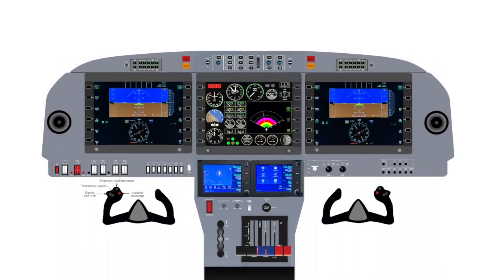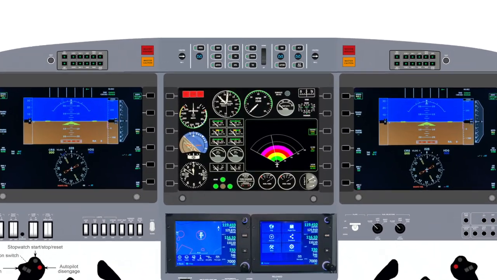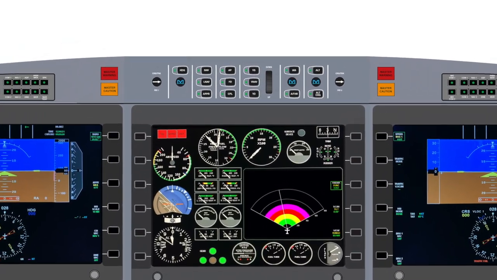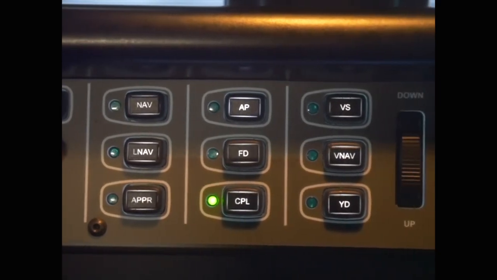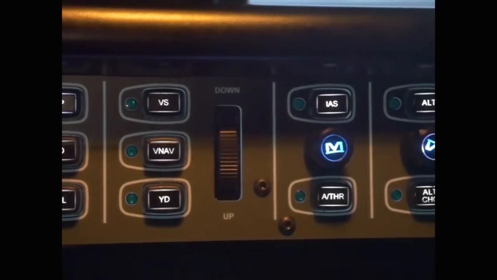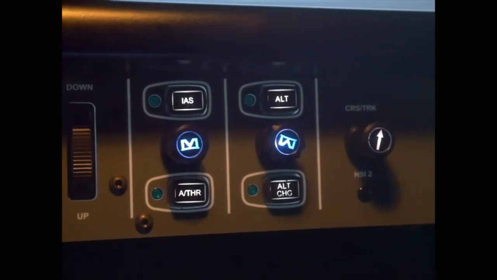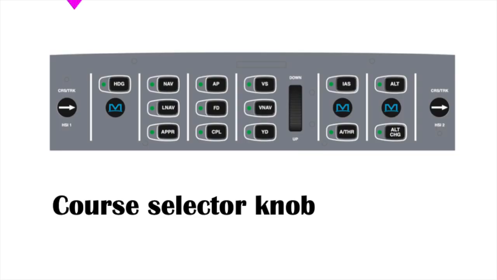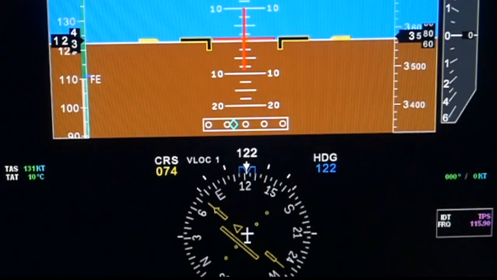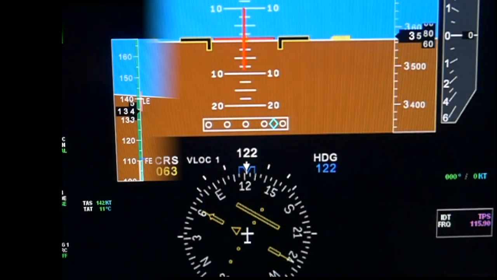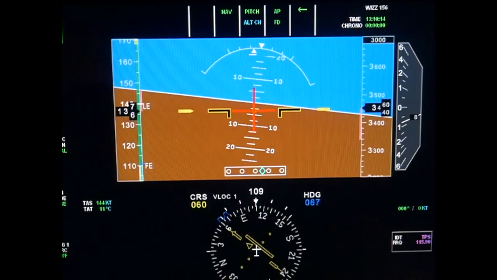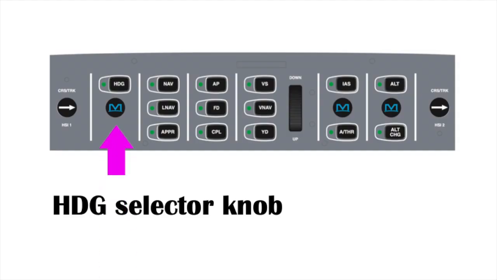The FCU is in the middle of the glare shield and is used for lateral control, vertical control, speed control, and autopilot flight director selection. Two course selector knobs at the left and right sides are used to select the required course on the HSI. Heading bug can be set by the heading selector knob.